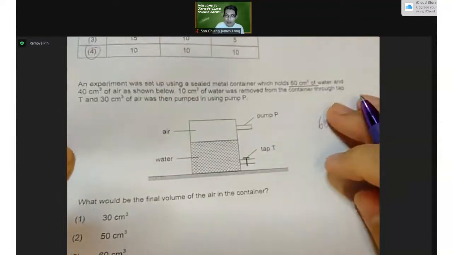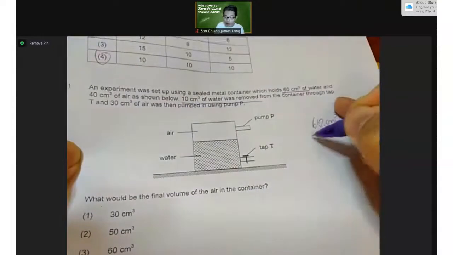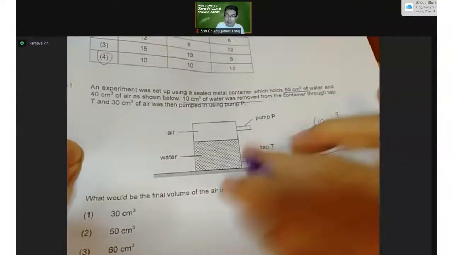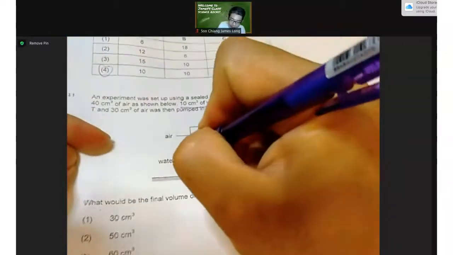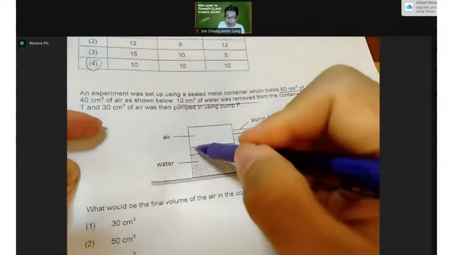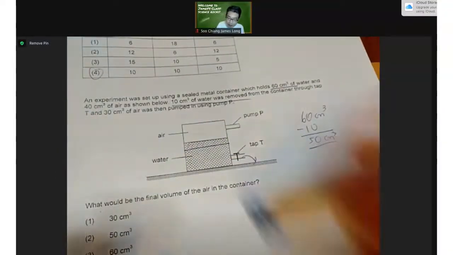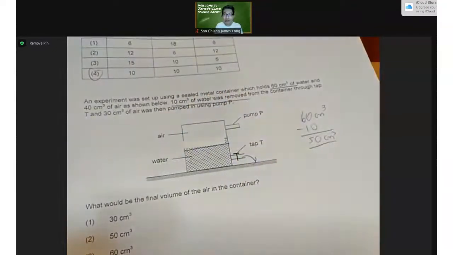Underline to help yourself to remember what you've read. 10 cubic centimeter of water was removed, so minus 10, leaving 50 cubic centimeter of water inside. So it's like this, some water left, so let's say I remove this 10. This 10 cubic centimeter of water was removed. So I'm going to remove it using my correction tape, so it's very clear to all of us there's less water inside now.